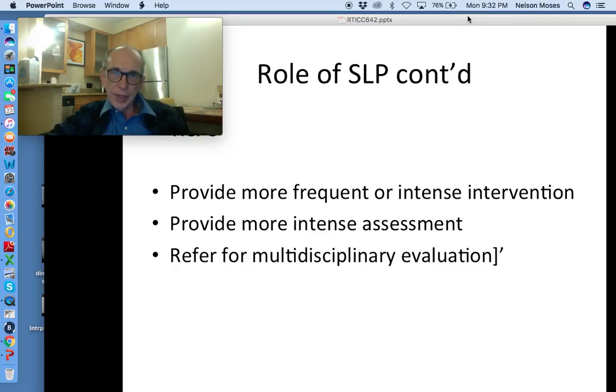And at Tier 3, hidden by my picture, our role is to provide frequent or intense intervention, intense assessment, refer for multidisciplinary evaluation.